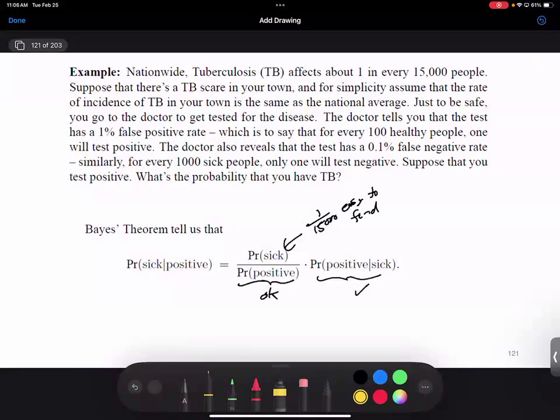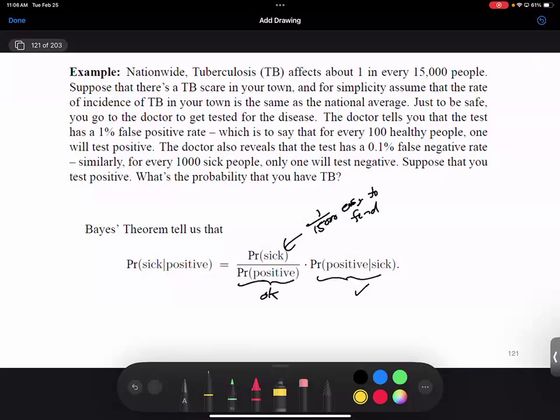So imagine you are told that you have a positive test. Do you think you have tuberculosis? Or do you think you were one of the healthy people who just happened to test positive? The key thing is so few people have tuberculosis, it's going to turn out you're more likely to have been healthy. So let's look and see what we know. The probability that you're sick, well, we're told it's 1 over 15,000.